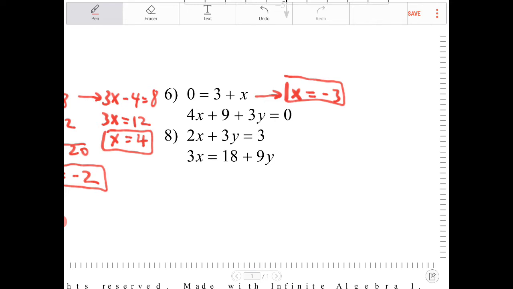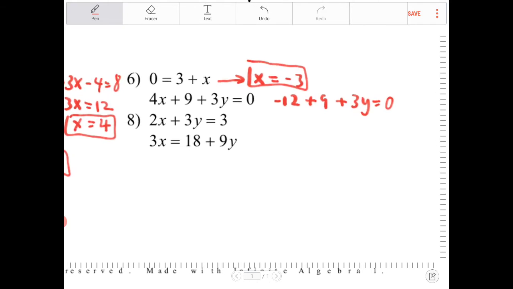And we then substitute that into the second equation. So we end up with -12 plus 9 plus 3y is equal to 0. -12 plus 9, that's -3. So we end up with 3y is equal to +3, or y is simply equal to 1.